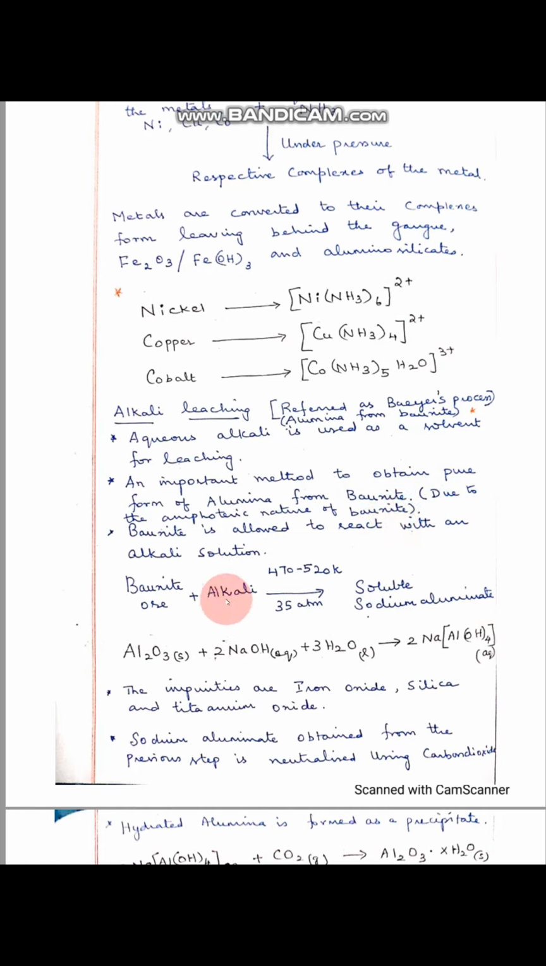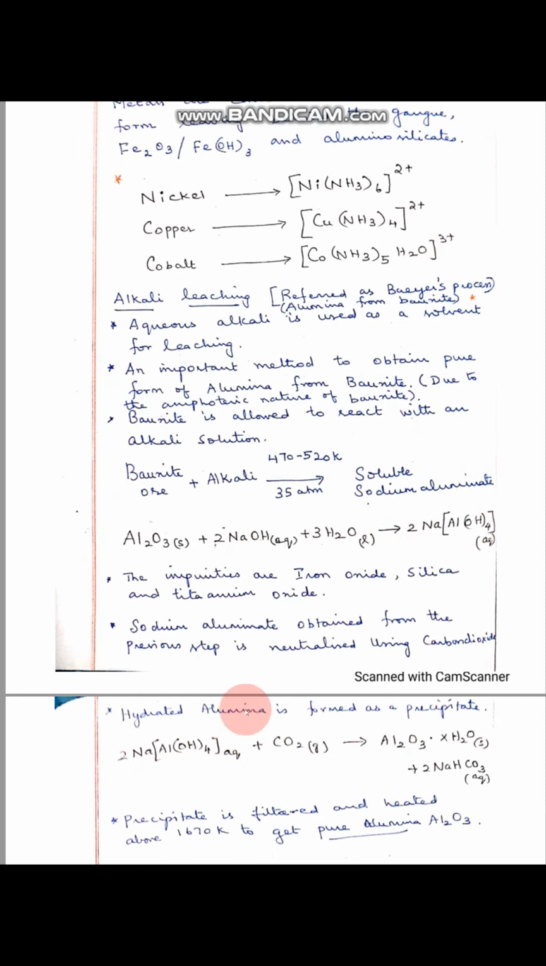So it is allowed to react with the alkali, maintained at a temperature of 400 to 500 Kelvin and 35 atmospheric pressure. You get a soluble sodium aluminate, and you have the equation for that. The impurities here are iron oxide, silica, and titanium oxide. This soluble sodium aluminate obtained from the first step is neutralized by passing carbon dioxide through it, and in this reaction the soluble sodium aluminate is converted into hydrated alumina.